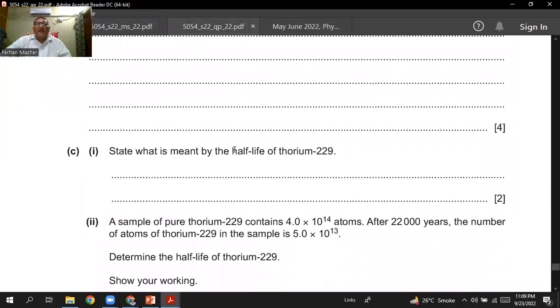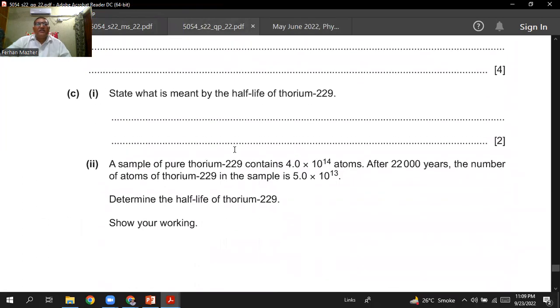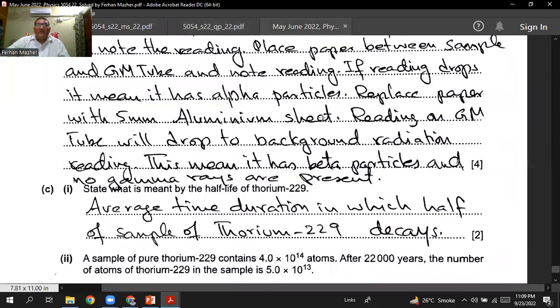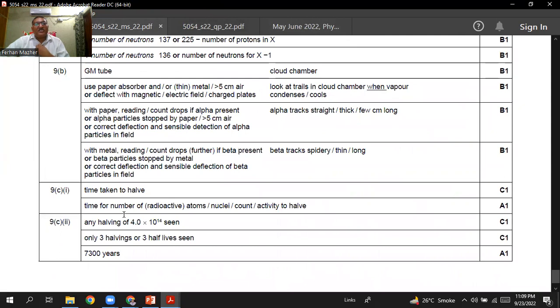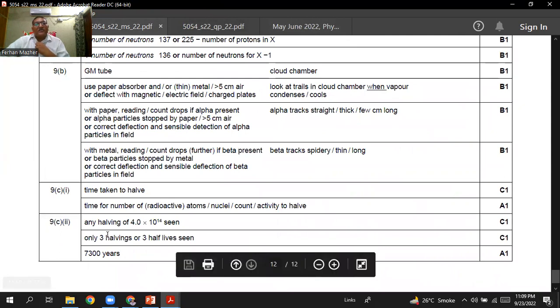Okay. Then he says, state what is meant by the half-life of thorium-229. Remember this definition word to word: average time duration in which half of a sample of thorium-229 decays. Average time duration in which half of a sample of thorium-229 decays is known as the half-life of the thorium. So that's the definition. Time taken to halve.